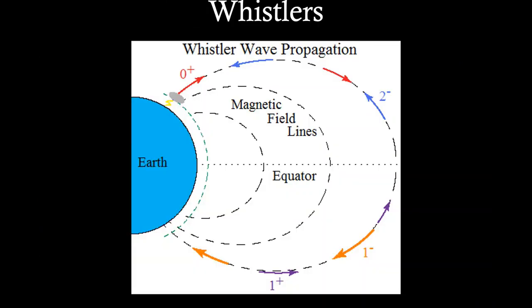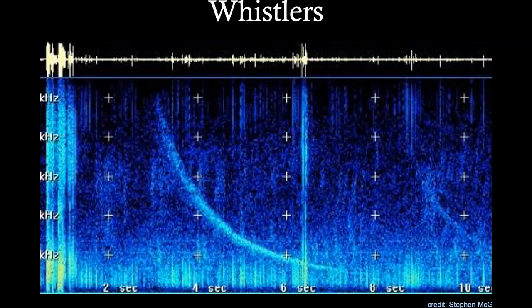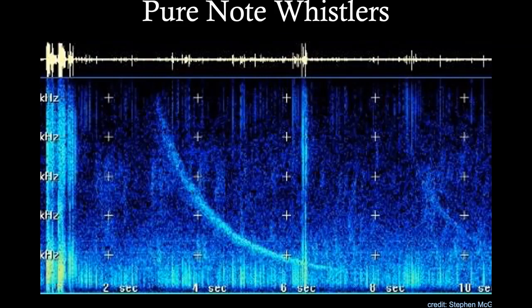Some of the radio waves associated with lightning leave the atmosphere and leak out into near-Earth space. The signals may be guided by the Earth's magnetic field and received in the opposite hemisphere. They may even be reflected in the opposite hemisphere and detected in the same hemisphere as the original lightning strike. Higher frequency waves typically travel faster than lower frequency waves. The recorded waves have a characteristic descending tone and are known as whistlers. Pure note whistlers travel along a single field line or closely spaced group of field lines and are heard as a clear whistling sound.